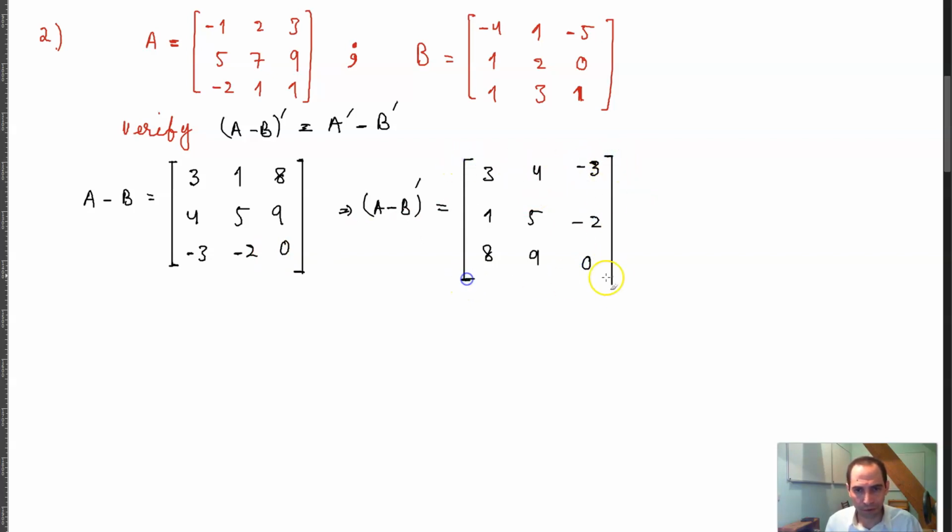And therefore, you have A minus B whole prime. Now, to create A prime minus B prime, I would write A prime is equal to the transpose of this matrix, which is negative 1, 2, 3 as a column, 5, 7, 9 as a column, and negative 2, 1, 1 as a column.